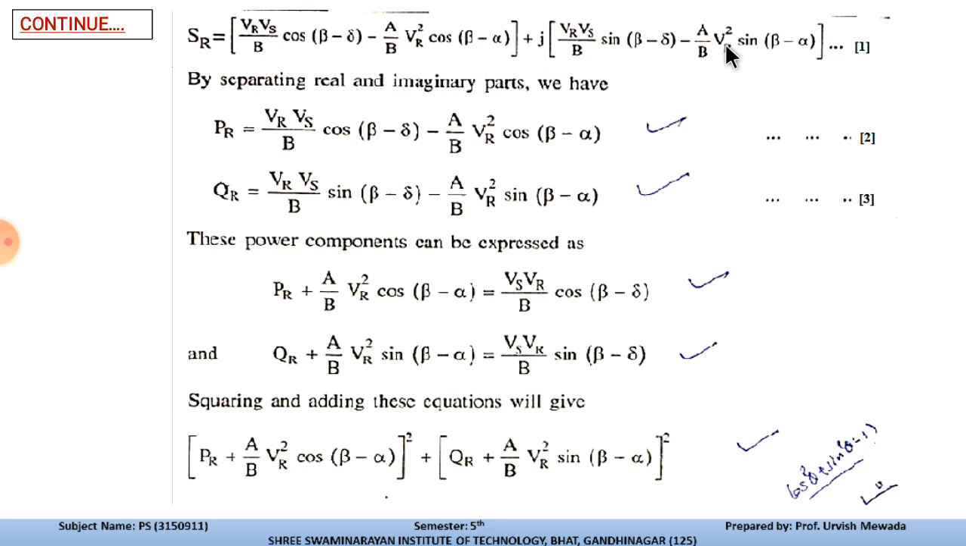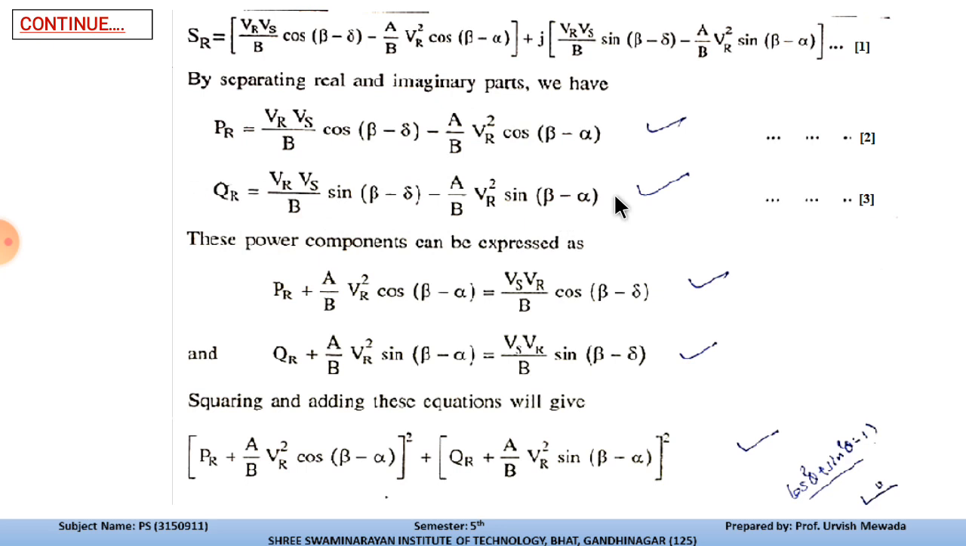put together the sin terms and cos terms. So plus j VR Vs by B sin beta minus delta minus A by B VR square sin beta minus alpha. From the previous equation we put the values together, meaning the cos components and the sin components are placed together. By separating real and imaginary parts, this is the PR term, and this is the QR term. These two are the equations for the receiving end active power and receiving end reactive power.